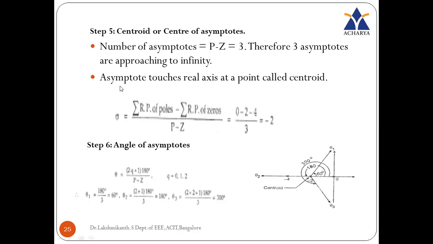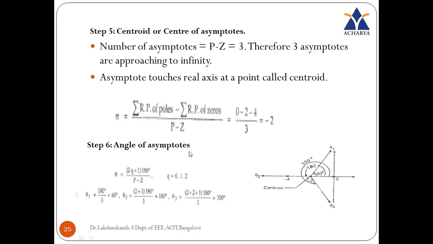Where these asymptotic lines originate is what we call the centroid. And this centroid is given by the symbol sigma, equal to summation of real poles minus summation of real zeros, divided by p minus z. So in this case, I have my real poles at 0, -2 and -4, divided by p minus z, which is 3. So you have centroid as -2.